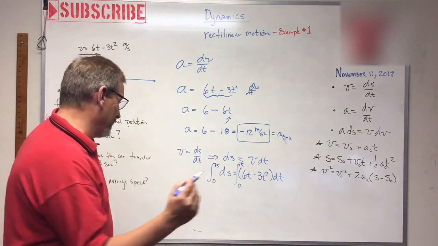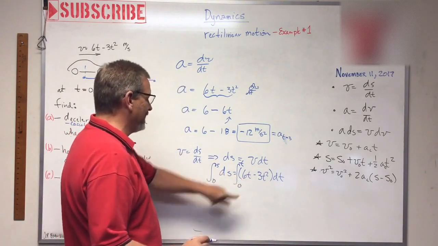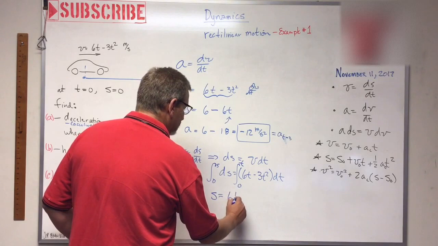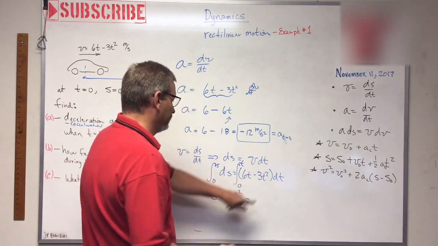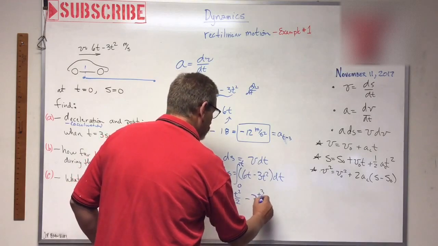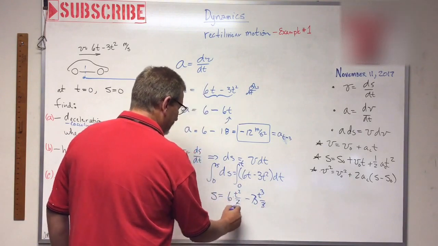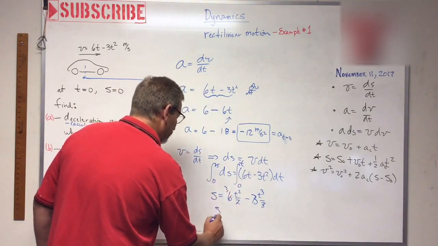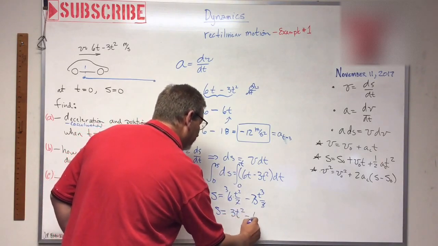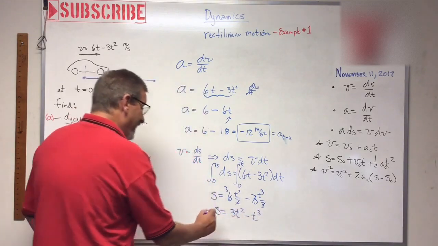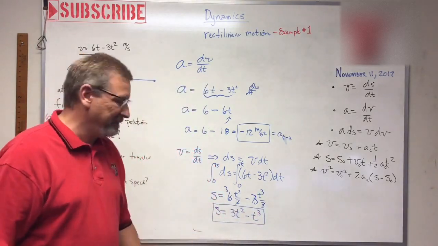So let's see if we can integrate that. Well, this just becomes s, and this over here, we need to integrate that. So that becomes 6t squared over 2 minus, what does that become? 3t cubed over 3, right? So my 3's are going to go away. That's going to go into there about 3 times, and I'm left with s equals 3t squared minus t cubed. So now I have an equation for that particle's position at any time.